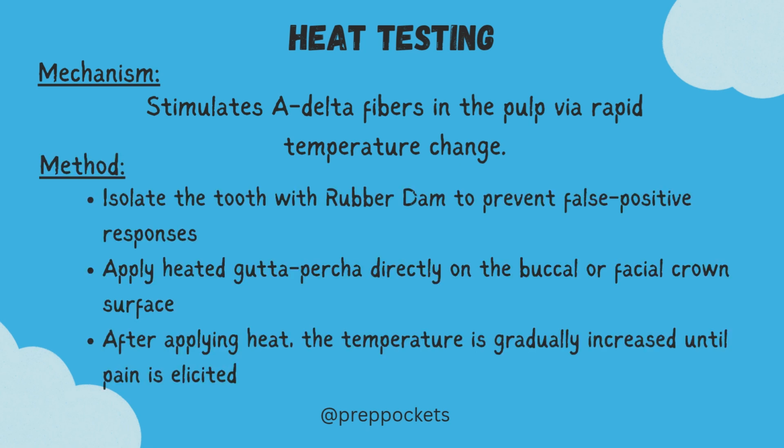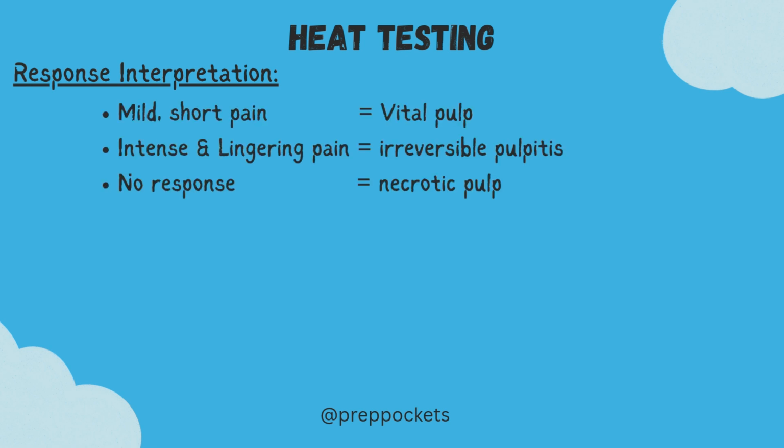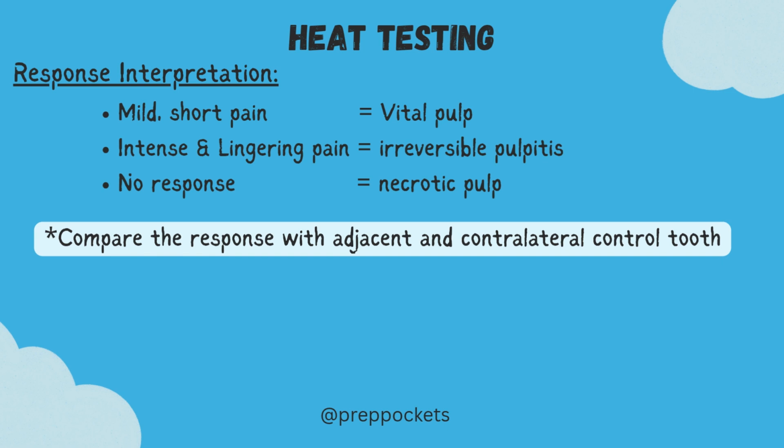What you have to do: isolate the tooth first with rubber dam to prevent false positive responses. Apply heated gutta percha directly on the buccal or facial crown surface. After applying heat, the temperature is gradually increased until pain is elicited. How to interpret the responses? If the response is quick and mild pain, the tooth will be considered vital. Intense and lingering pain indicates irreversible pulpitis. No response indicates necrosis. Always compare the response with the adjacent and contralateral control tooth.